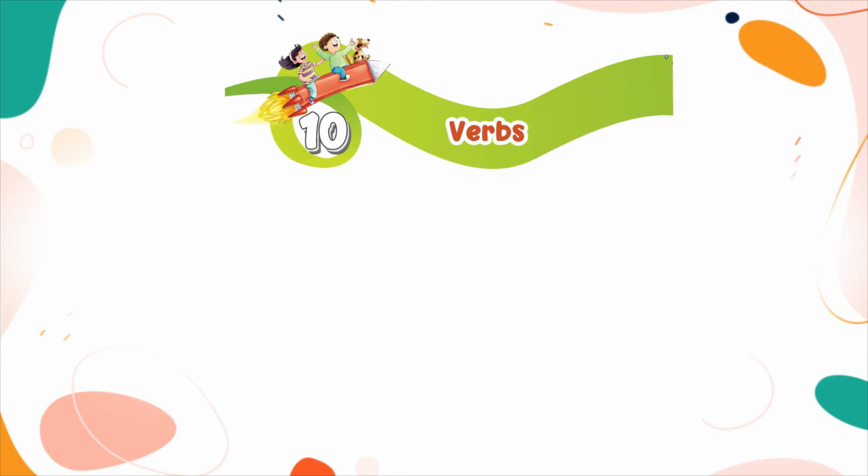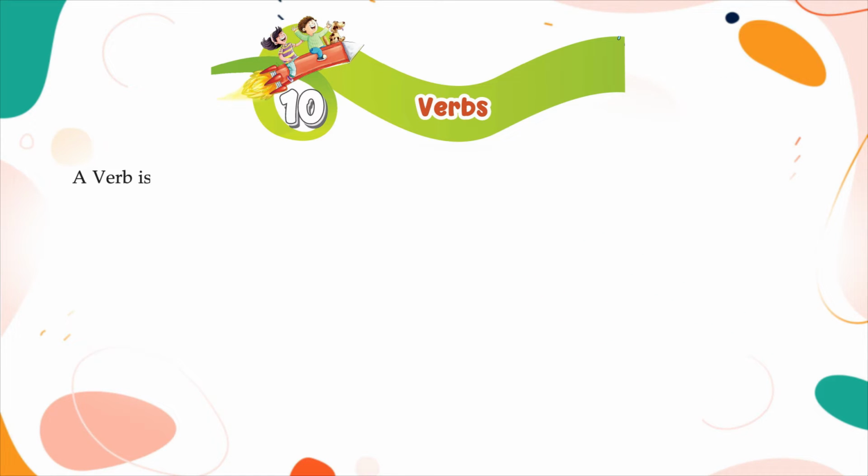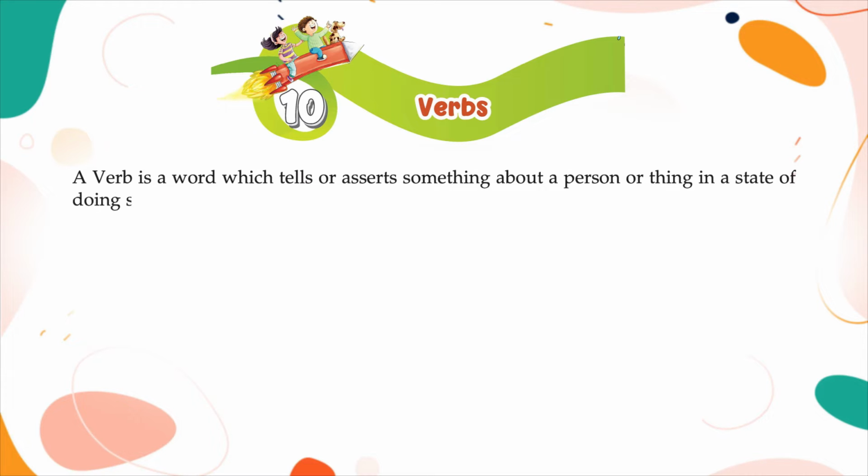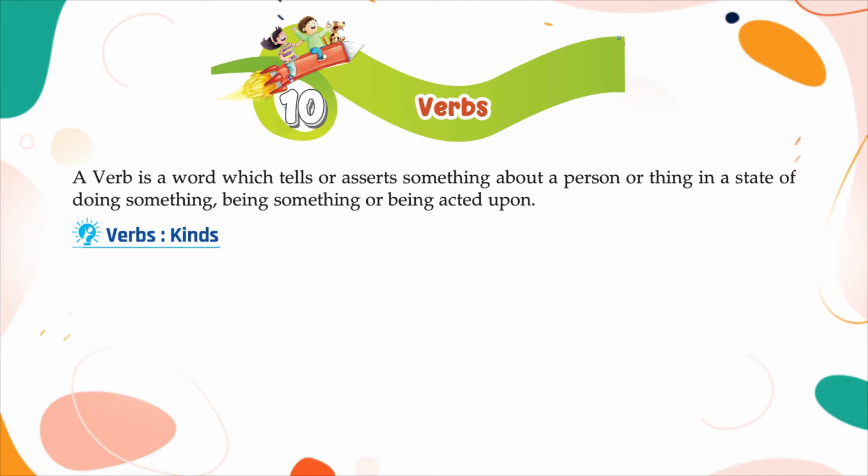Chapter 10: Verbs. A verb is a word which tells and asserts something about a person or thing in a state of doing something, or being acted upon. Verbs, kinds. We have two types of verbs.